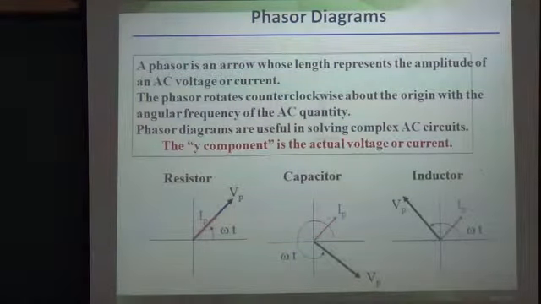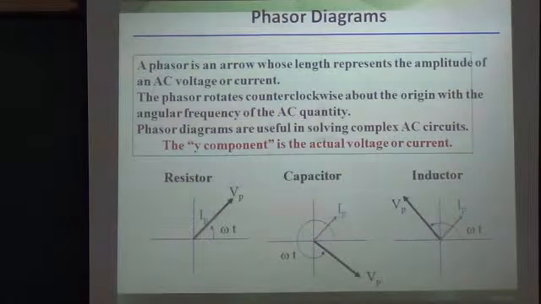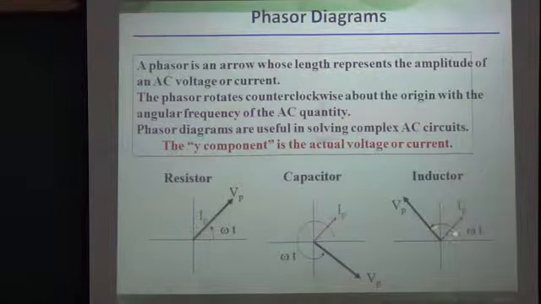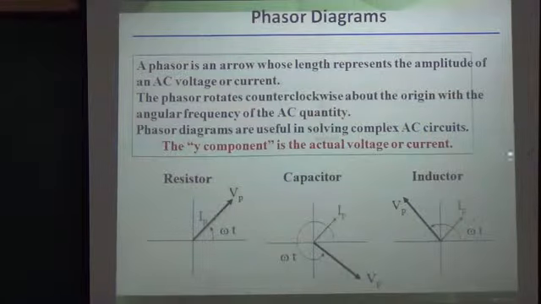So for inductor, here my current is going to lag and my voltage is going to lead. Therefore V is Vp, and again see, this angle is going to be always 90 between them.